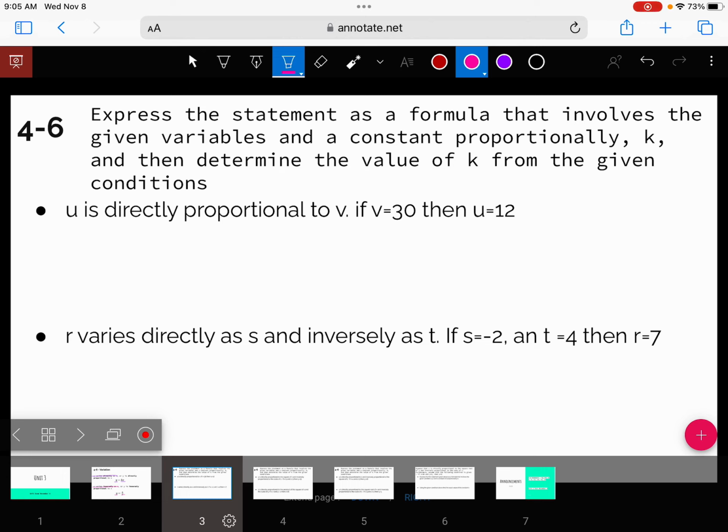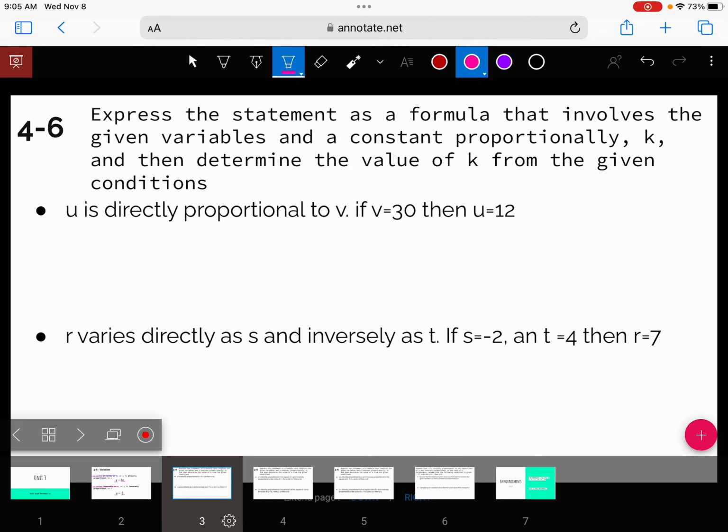Write the equation, find k, would be how I would word it. I just like to try and make it so it's not, you said write the equation, find k. That's what the paragraph means. Express the statement as a formula that involves the given variables and the constant proportionally. Then determine the value of k. The bullet points are what we need to have.